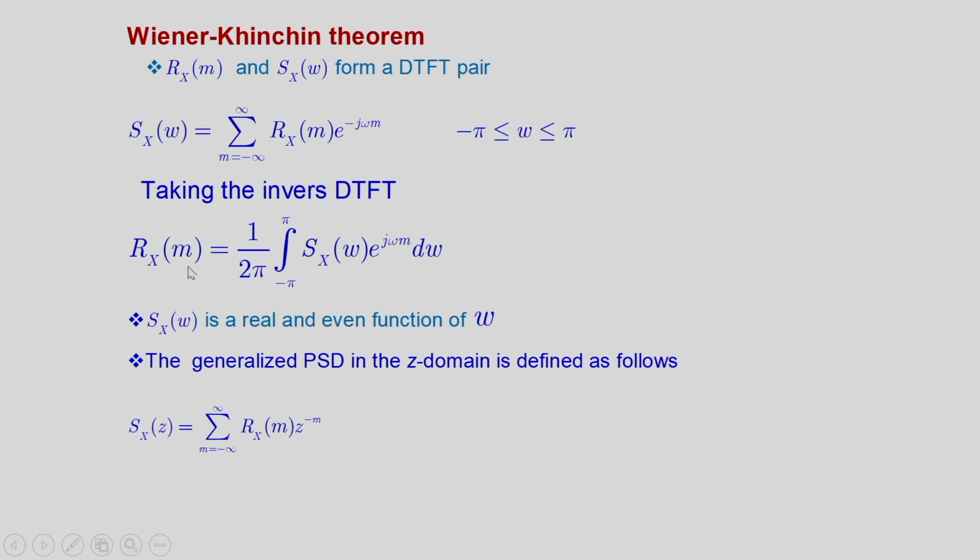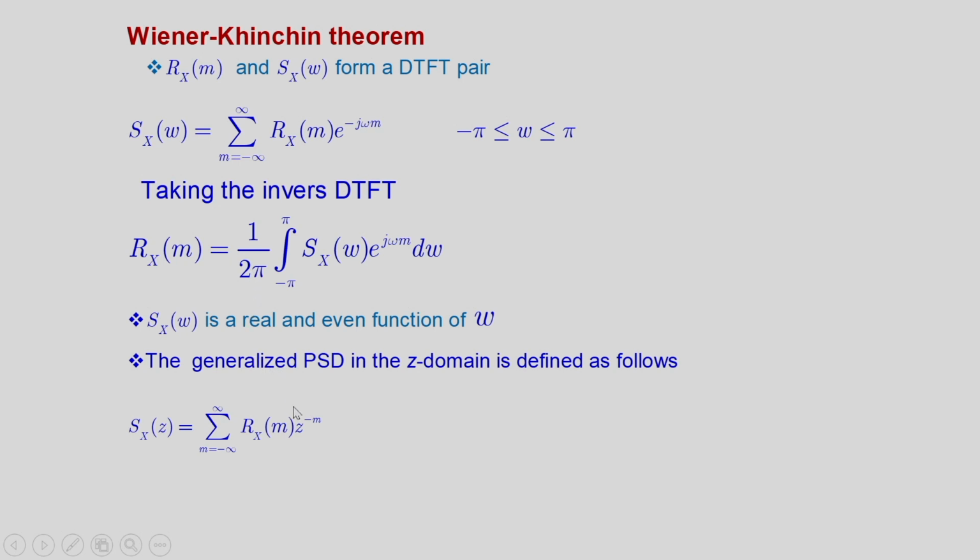So, with this argument, Sx of omega is a real and even function of omega. Now, it is helpful in signal processing if we have the generalized power spectral density in terms of the Z transform. That is, Sx of z is the Z transform of the autocorrelation sequence: Sx of z is the summation, m going from minus infinity to infinity, of Rx of m times z to the power minus m, and we can get back Rx of m using this inversion formula.